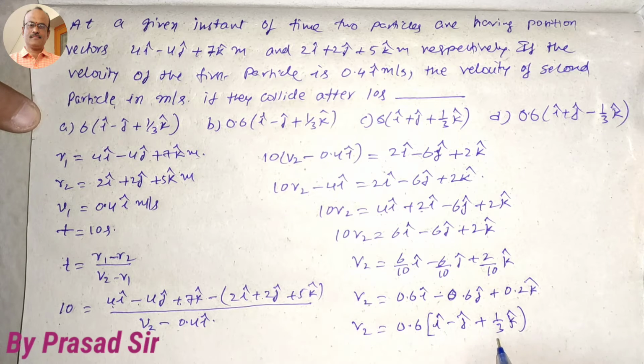So which option is correct here? 0.6 into (i cap minus j cap plus 1 by 3 k cap).